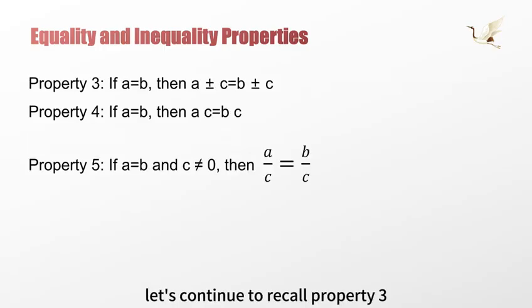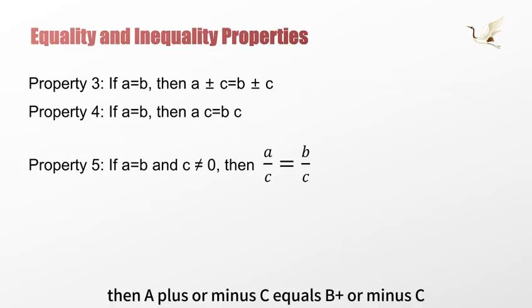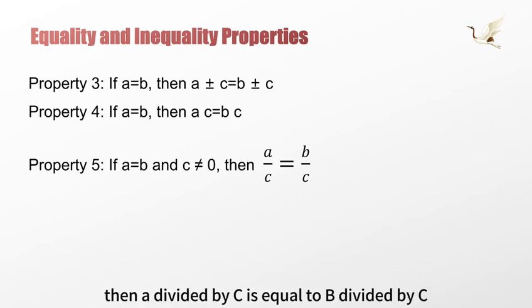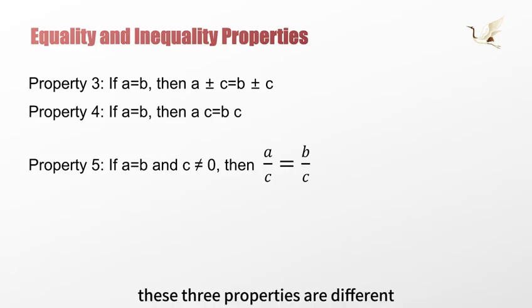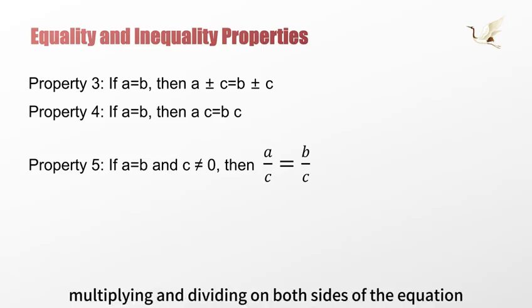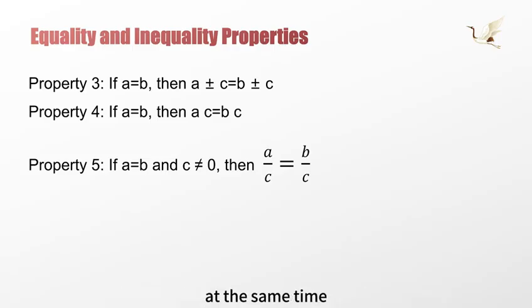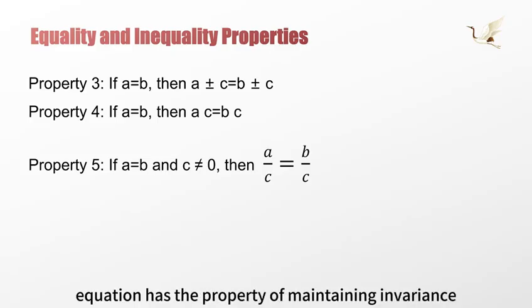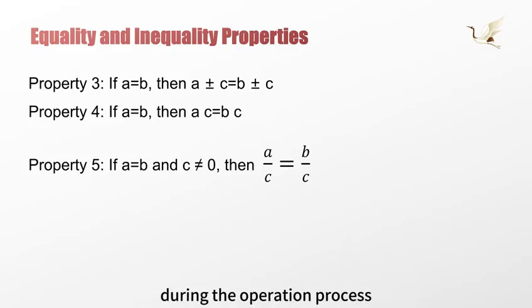Let's continue to recall. Property 3, if A equals B, then A plus or minus C equals B plus or minus C. Property 4, if A equals B, then AC equals BC. Property 5, if A is equal to B and C is not 0, then A divided by C is equal to B divided by C. These three properties are different from the previous two. They are proposed from an operational perspective, that is, adding, subtracting, multiplying, and dividing on both sides of the equation at the same time, and the equality relationship remains unchanged. This means that the equation has the property of maintaining invariance during the operation process.